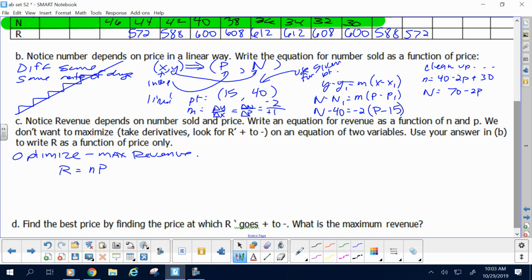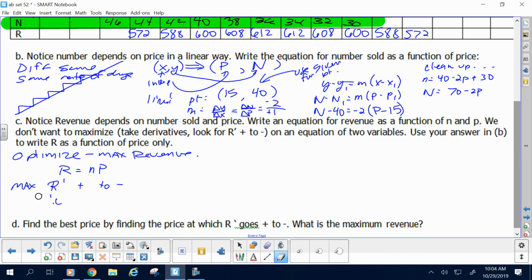Now, if I want to maximize, I want to know where R prime goes positive to negative, because that's where the max is. Now, do I want to take a derivative with respect to time in a minute, or no? There's no time to this. I want to know how revenue changes as I change price. So there's just those two. But what's the problem with this? Calculus on 3 variables?